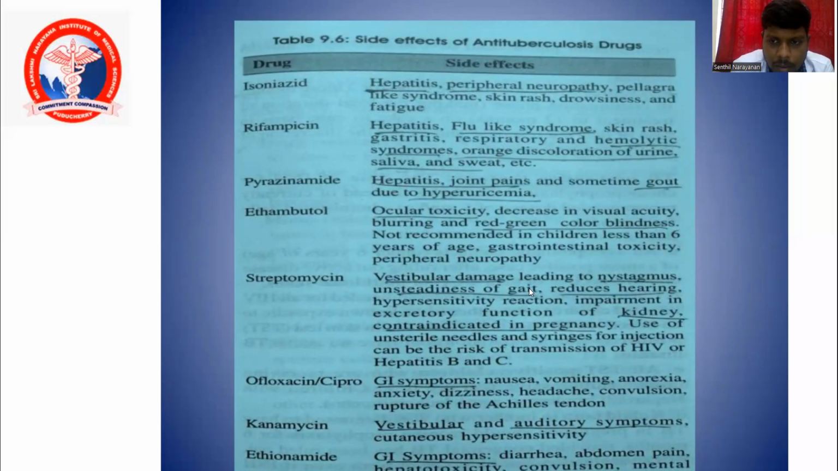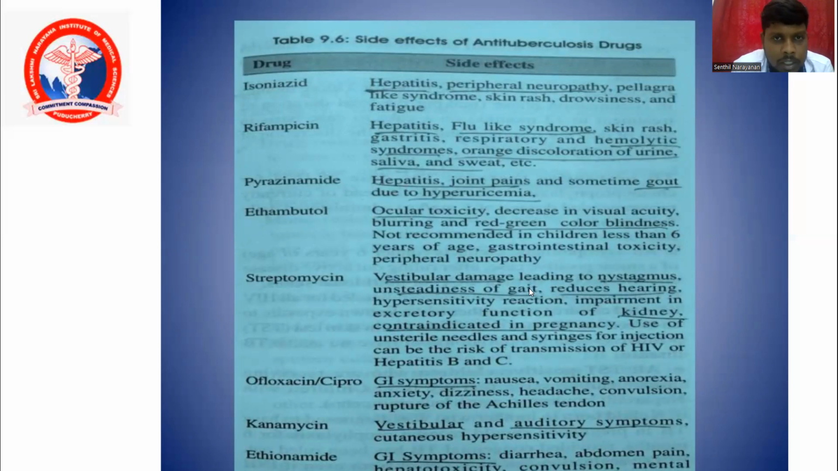Streptomycin causes vestibular damage leading to nystagmus, unsteadiness of gait, and reduced hearing. Ofloxacin causes GI symptoms, nausea, vomiting, anorexia. Kanamycin causes vestibular and auditory symptoms. And ethionamide causes GI symptoms, hepatotoxicity, impotency, and gynecomastia.